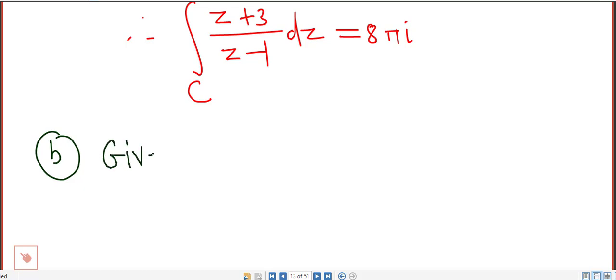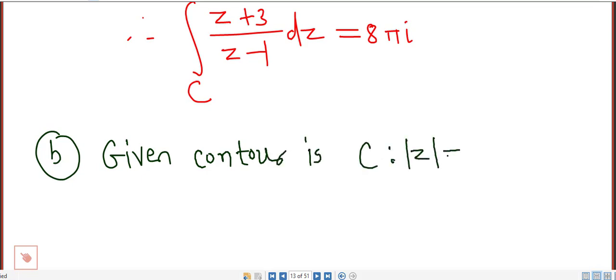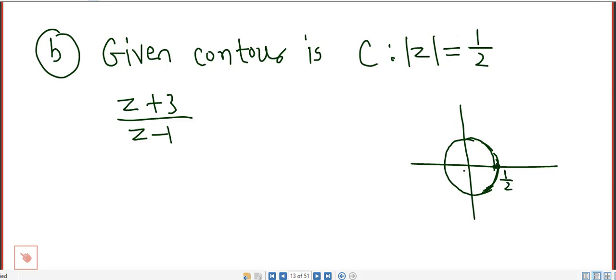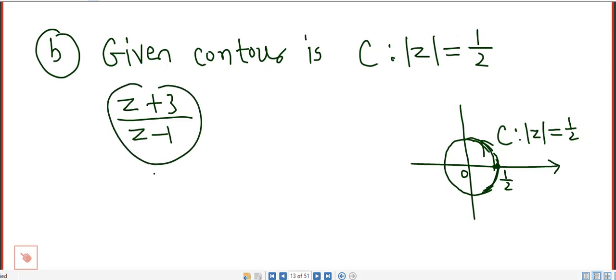Here the given contour is mod z equal to, not 2, it is 1 by 2, and the function is z plus 3 divided by z minus 1. If we consider this circle with radius 1 by 2 and center 0, suppose this distance is 1 by 2, so we have 0 here. Then this function is not analytic at only one point, which is z equal to 1, but z equal to 1 is outside this circle.